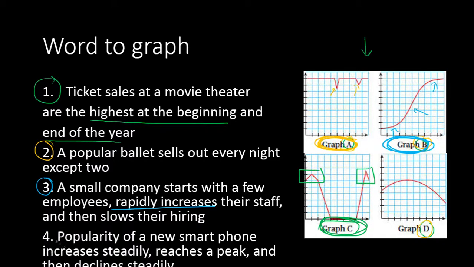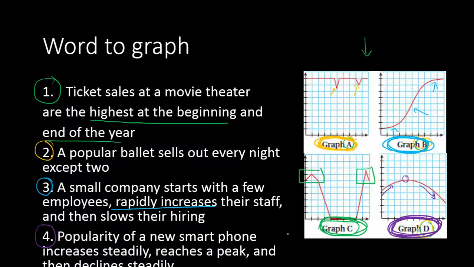So that leaves situation 4. Popularity of a new smartphone increases steadily, reaches a peak, and then declines steadily. So I have some steady growth, I have a peak, and then some steady decline. So that must be graph D.